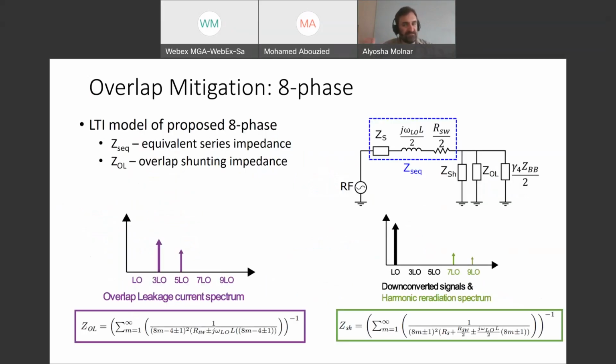So we can model this out using the same framework as before. We can say our source impedance now has some inductance in it because we put those inductors into the circuit. We now actually have 2 transistors on at all times, and so our effective switch resistance is actually lower. But now we have our two shunting impedances, the harmonic shunting and now this overlap shunting. And we can compute the values of those. They're those same sorts of infinite sums we saw before, but now they're operating on different sets of harmonics.